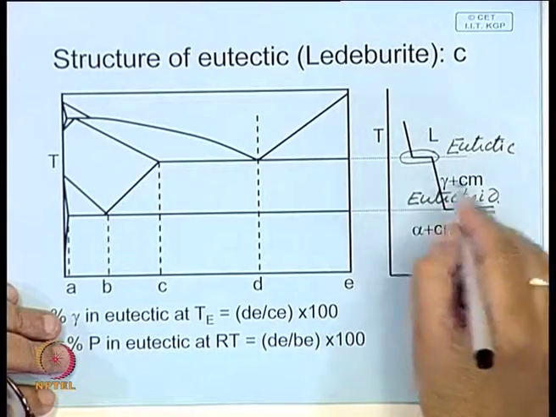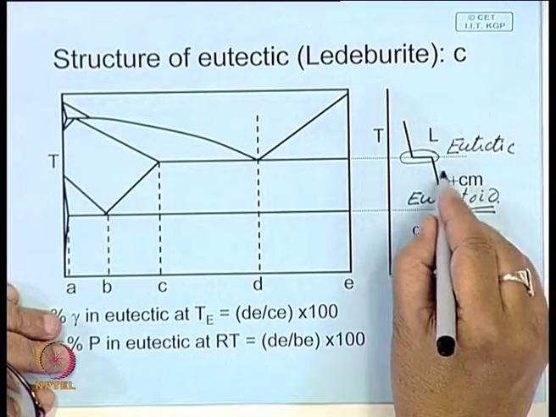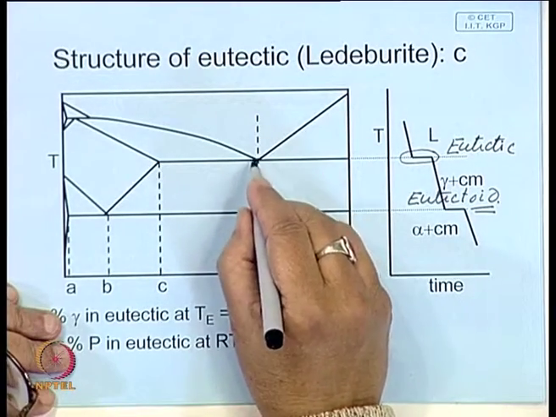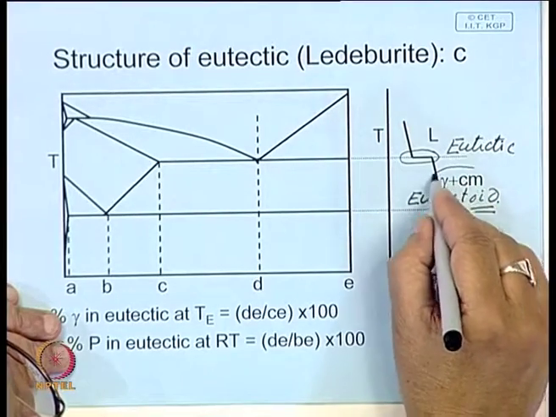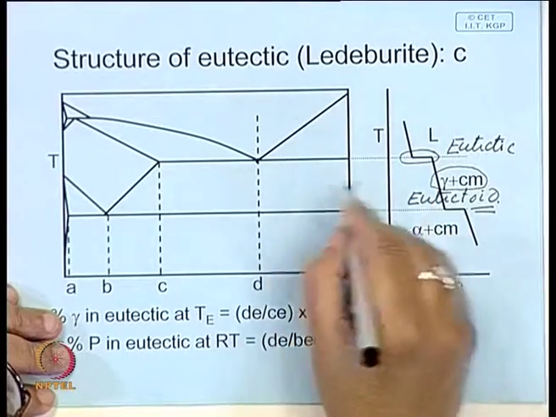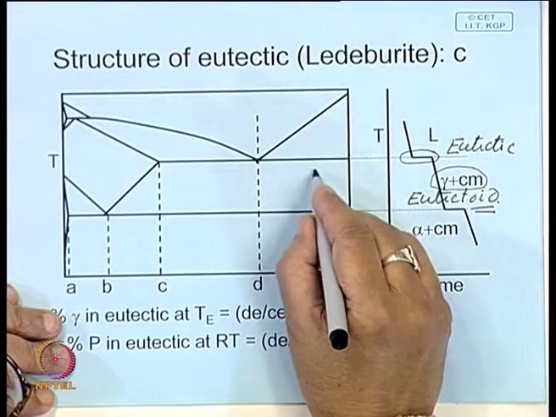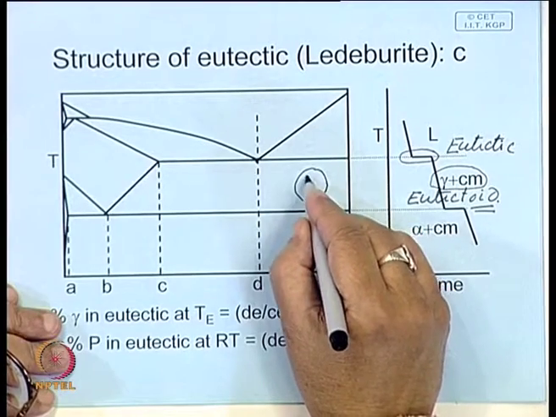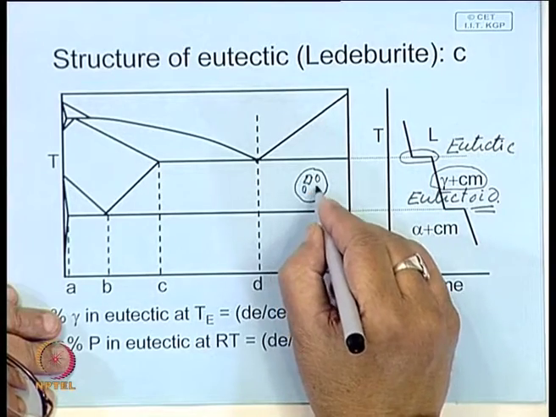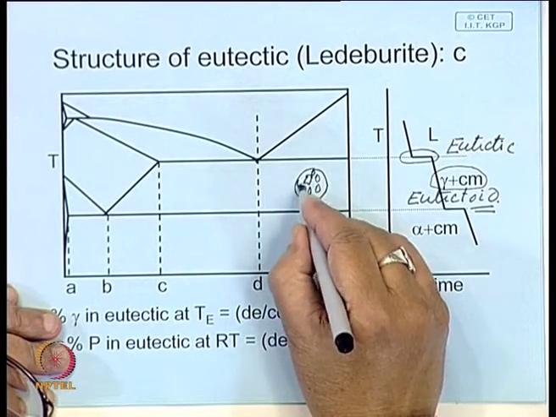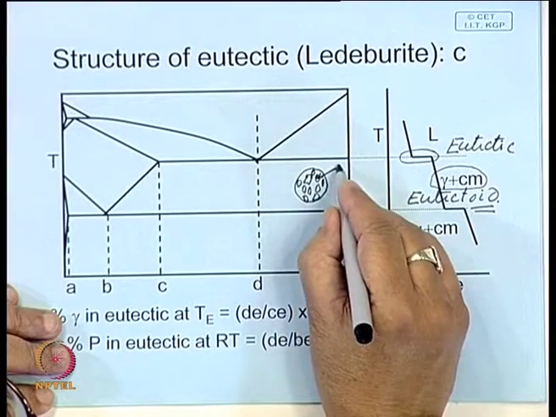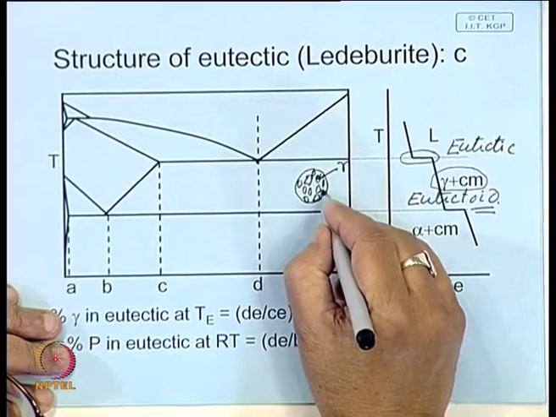So, here you have liquid, here you will have austenite, and as the temperature goes down you will have an intimate mixture of austenite and cementite, that is the eutectic structure. Let us say that the eutectic will be a mixture of austenite surrounded by cementite. So, these are austenitic regions, and so you will have an intimate mixture of austenite and cementite.